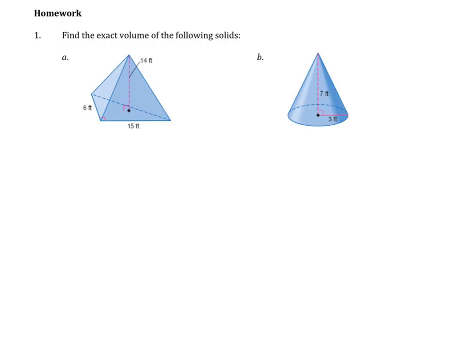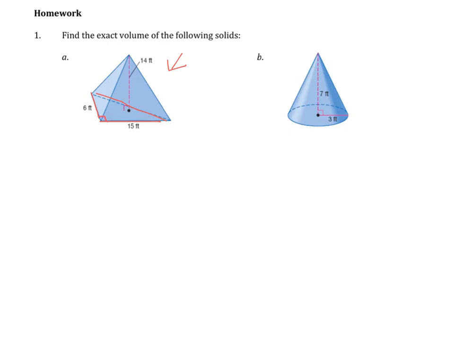Unit 7, Lesson 11 homework. Number 1, find the exact volume of the following solids. So this solid here is a pyramid with a triangular base, and that triangle in and of itself is a right triangle. So we have a base times height. We don't have to use the Pythagorean theorem in order to find the base in this case, which makes our life a little bit easier.